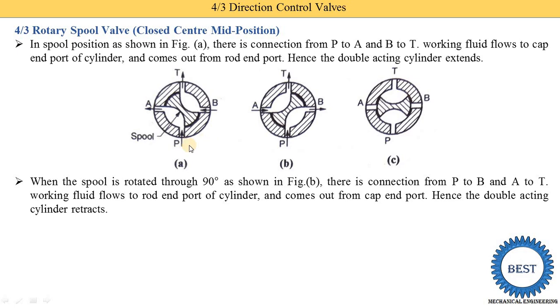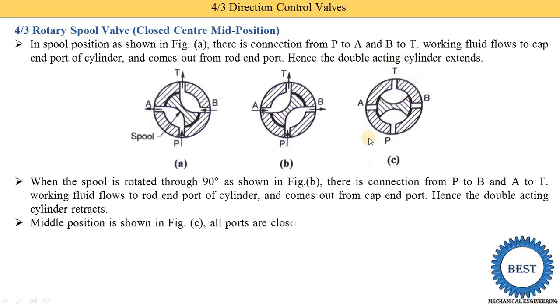Okay, so here you see that when the spool is rotated through 90 degrees as shown in this figure B, there is a connection from P to B and A to T. So here you see that the P port is connected with the B port, means oil is supplied to the rod end port. Okay, so working fluid is supplied to the rod end port. At the same time the cylinder retracts, so oil comes from the cap end port, the A port, and from the A port it is supplied to the tank or reservoir. Hence the double acting cylinder retracts.